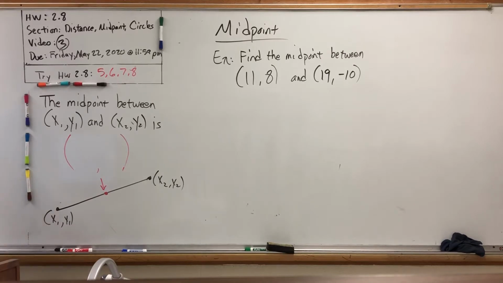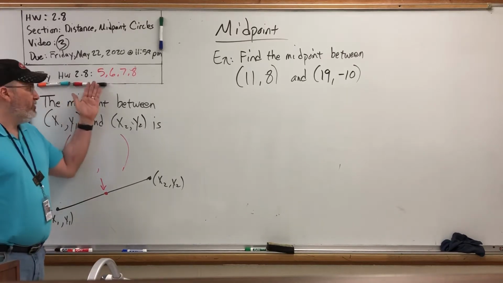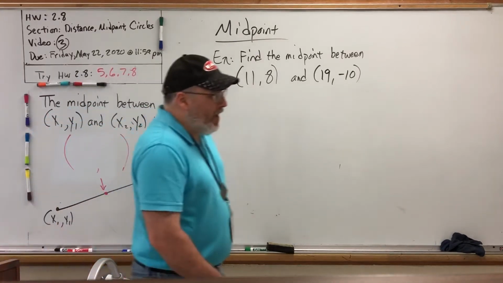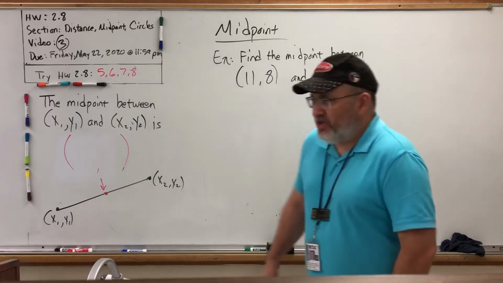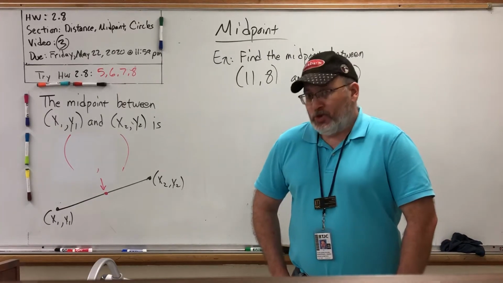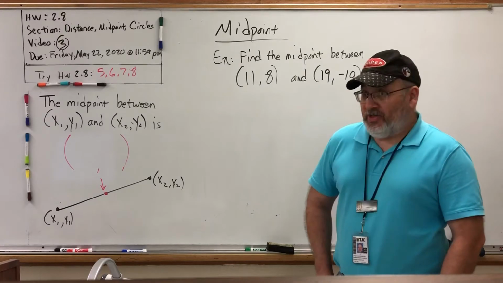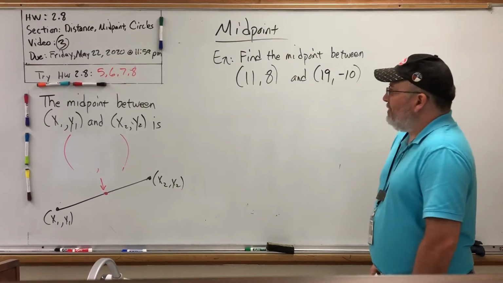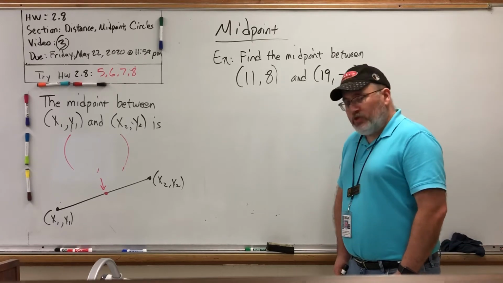The next video covers content from homework questions 5, 6, 7, and 8 in Homework 2.8. In the previous two videos, we discussed how to calculate the distance between 2 points if we know the points' coordinates. It was basically the Pythagorean theorem in disguise. In this video, we're going to discuss how to find the midpoint between 2 points.